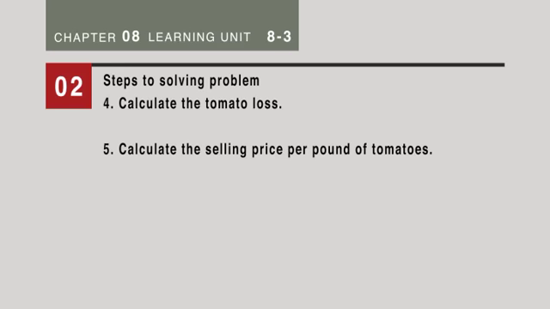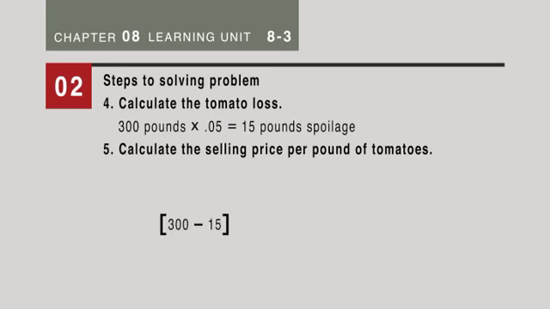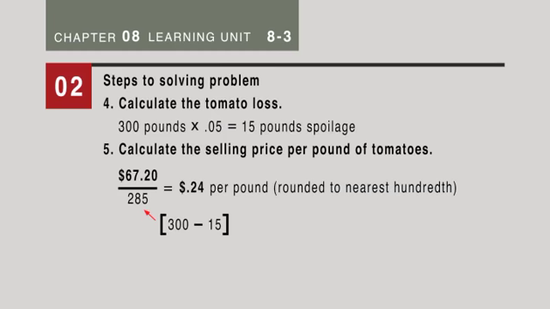Well, we knew that there was going to be some spoilage, and that was 5%. So we look at 300 pounds times that 5%, and that shows we're going to lose 15 pounds. So instead of having 300 pounds, we're only going to have 300 minus 15 pounds equals 285 pounds available for sale. So to calculate the selling price, we take the $67.20 that he needs to make, divide by the 285 pounds available for sale, and we have a price per pound of 24 cents.